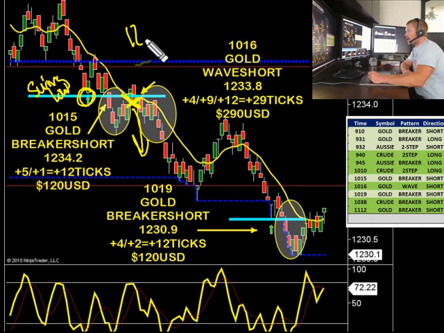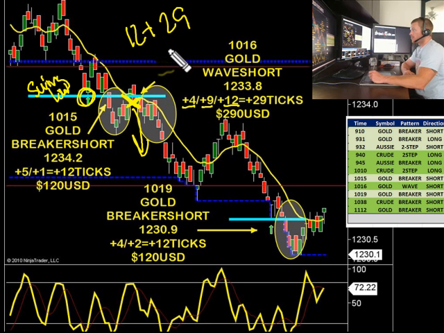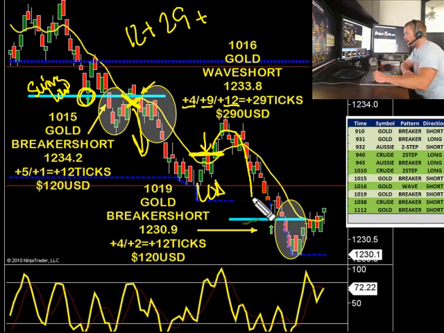So we took 12 ticks out of the first trade. We took +4, +9, and then +12 for 29 ticks on the second trade, a wave short. And then we're not done yet, guys. We come down, we bounce off the low of day again, right? Didn't grab the two-step long. There's a two-step long right there, right? Two-step long bounces up. We come down, right?